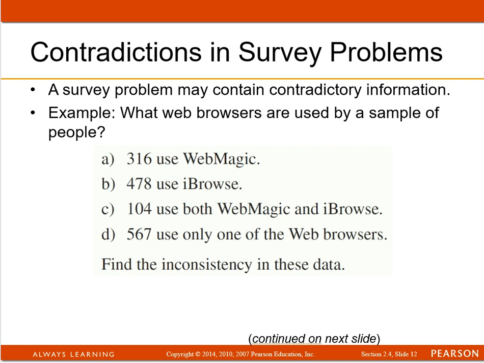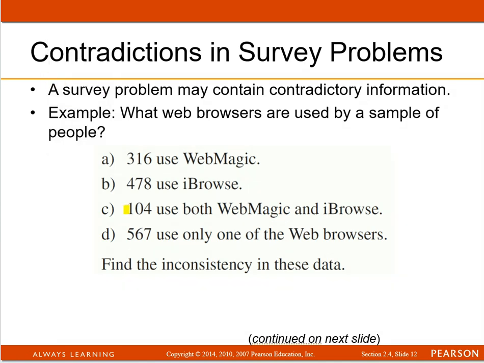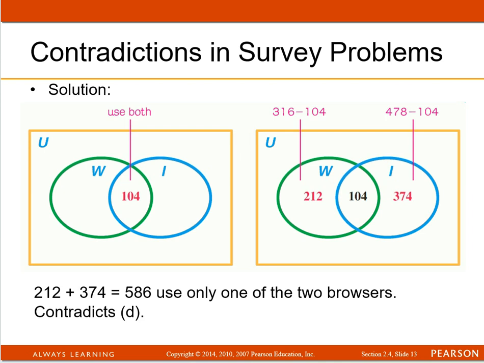They found that 316 people use WebMagic, 478 use iBrowse, 104 use both WebMagic and iBrowse. And then it says 567 use only one of the web browsers. Okay, so when I go to the next slide, here is the 104 that use both.